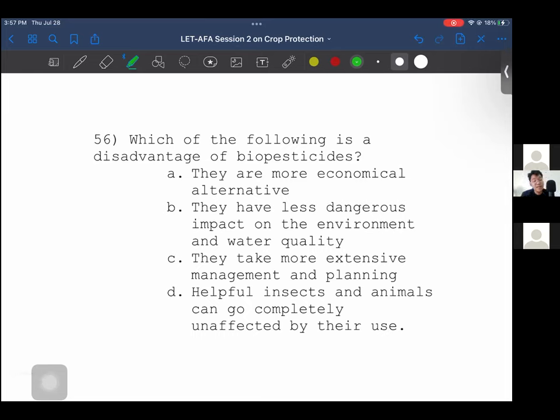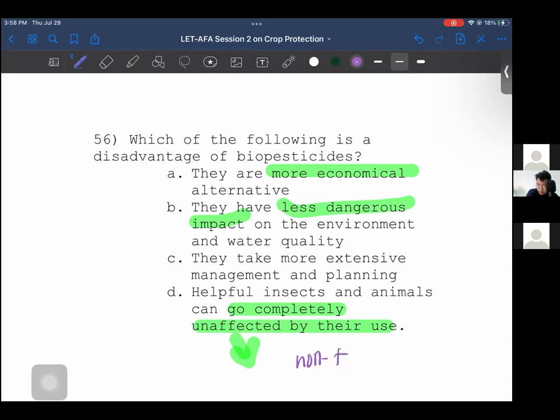Which of the following is a disadvantage of biopesticides? A, they are a more economical alternative. B, they have less dangerous impact on the environment and water quality. C, they take more extensive management and planning. D, helpful insects and animals can go completely unaffected by their use. In questions like this, classify first: are they looking for a disadvantage or an advantage? They are looking for a disadvantage. More economical is an advantage. Less dangerous impact is also an advantage. Helpful insects and animals going unaffected means no effect on surrounding insects and animals, what we call in agriculture non-target organisms.